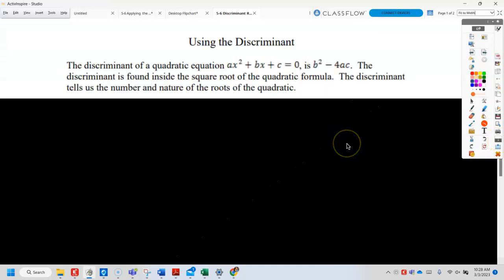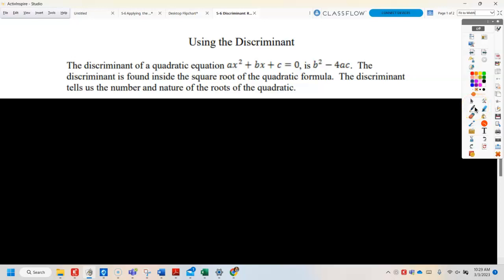We picked up and started to look at and get an idea of understanding the discriminant. The discriminant is a small part of the quadratic formula. The quadratic equation is ax squared plus bx plus c. If we are solving a quadratic, then it is equal to 0. The a, b, and c come from each of those terms.